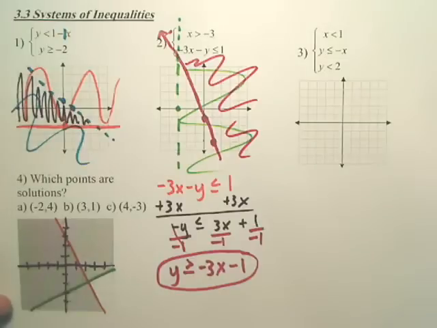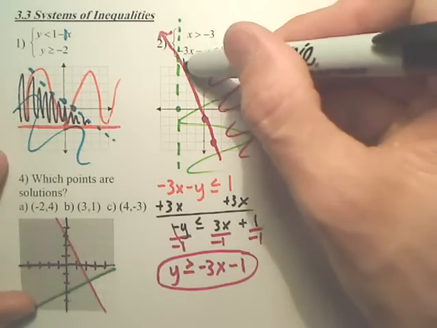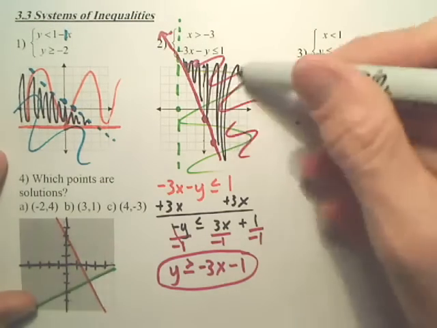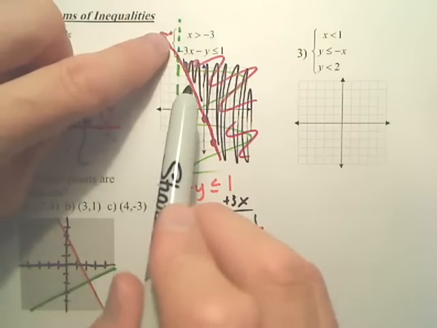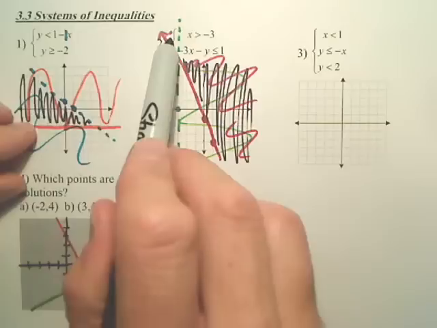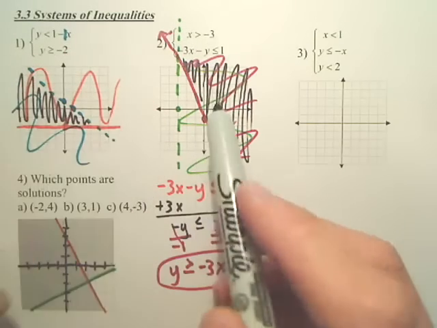Now, your answer is where they both overlap. Now, would this little area right here count? Is that true for both? No, it's only the area to the right of the green line and above the red line.